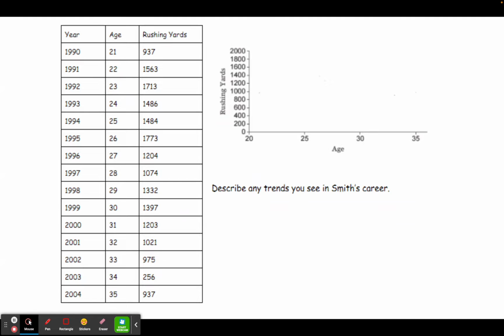In your notes, you're provided with a table that shows the year that he played, his age at that point, and then his number of rushing yards. And notice that the graph that's provided for you in your notes is plotting age against rushing yards. So we're actually not using the year here. We're really more interested in his age at that point in his career than what year it was. So at age 21, he rushed for 937 yards.